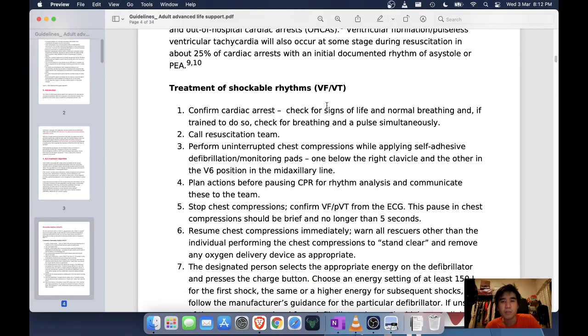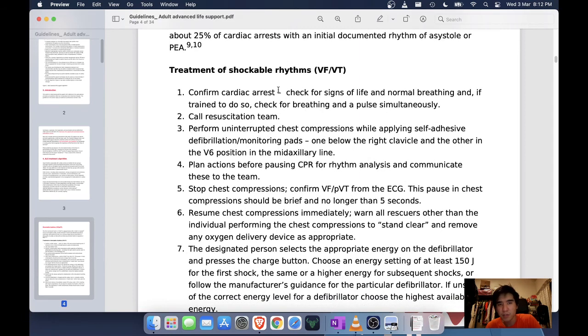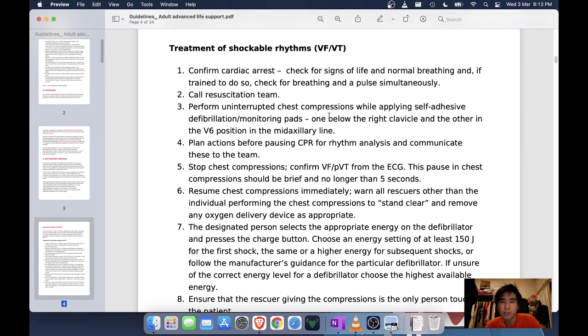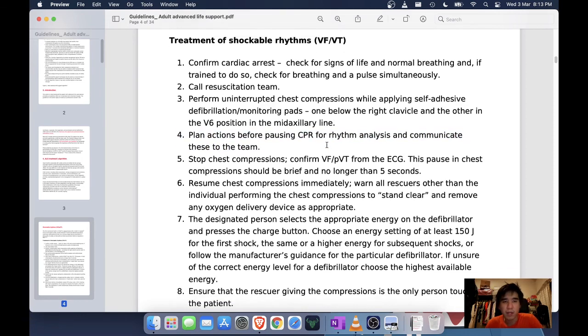Treatment of shockable rhythms, VF or pulseless VT. So confirm the cardiac arrest, check for signs of life and normal breathing, and if trained to do so, check for breathing and a pulse simultaneously. Call resuscitation team. Perform uninterrupted chest compressions while applying self-adhesive defibrillation monitoring pads, one below the right clavicle, and the other in the V6 position in the mid-axillary line. So usually you put your V6 over here in your left mid-axillary line beside your apex.